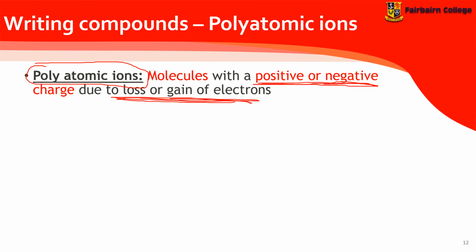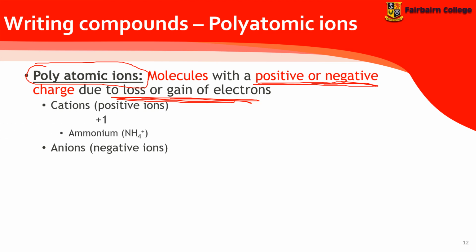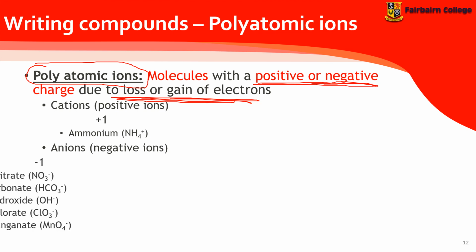So the simplest way is just to put them on the screen and then show you what I'm talking about. So we have two different categories, positive ions and negative ions. For positive ions, there's just the one called ammonium, which is NH4+. Okay, we'll get to these numbers in a second.